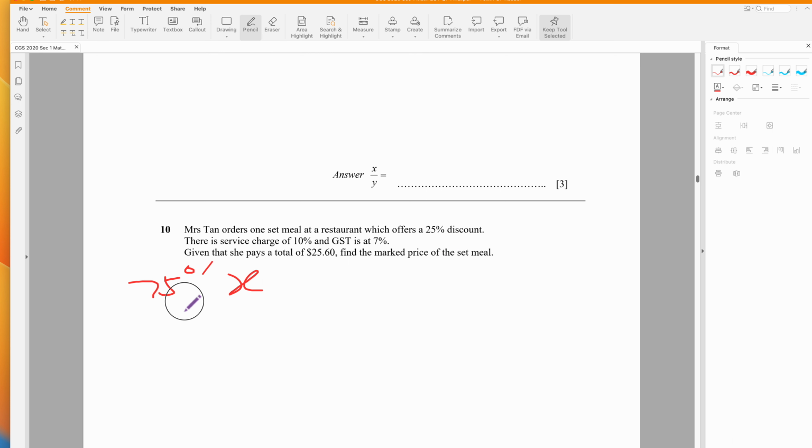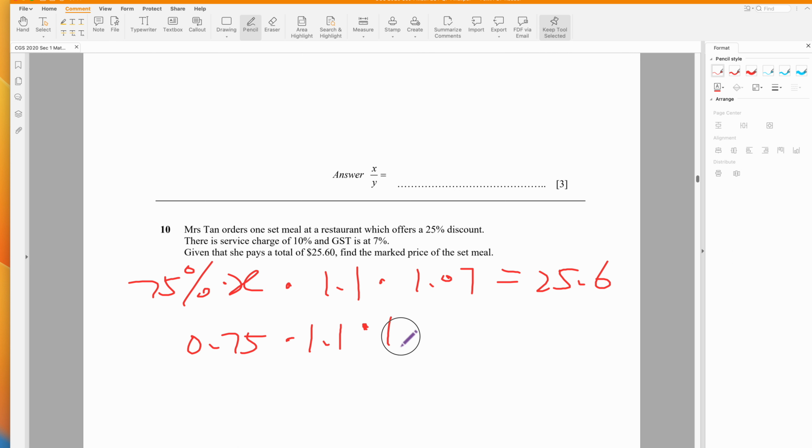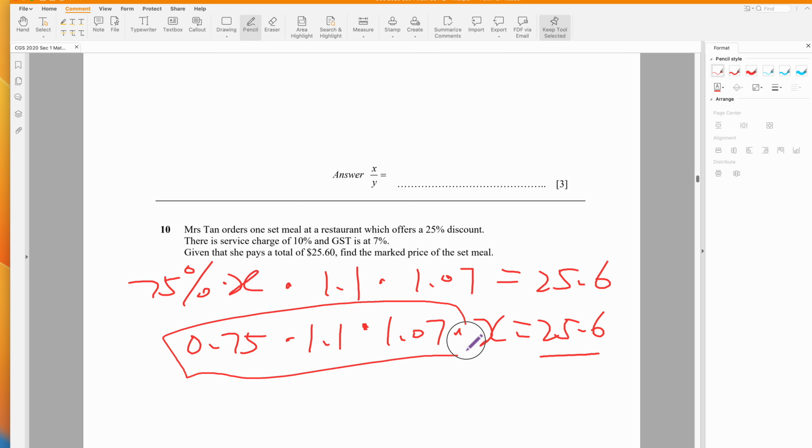So 75% of it, you need to give a service charge. And then after the service charge, you still need to give a GST. Then after that, you pay 25.6. Then you just get the X. So it's 0.75X times 1.1 times 1.06 equals 25.6. You use this divided by this whole thing, then you get X.